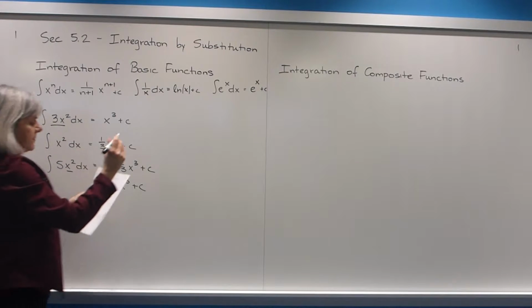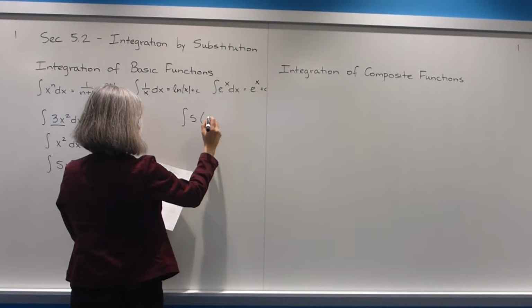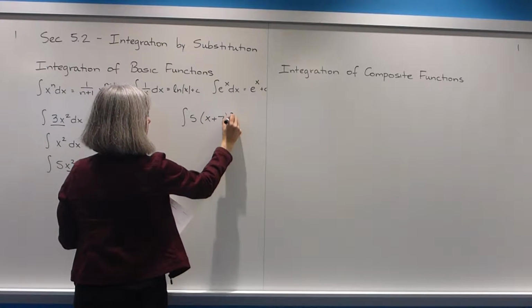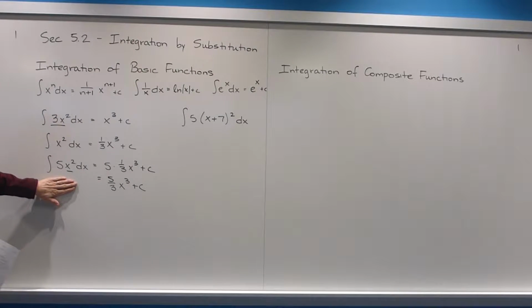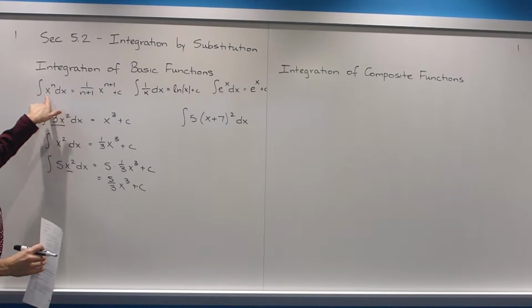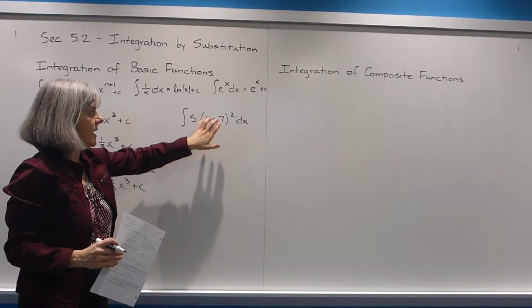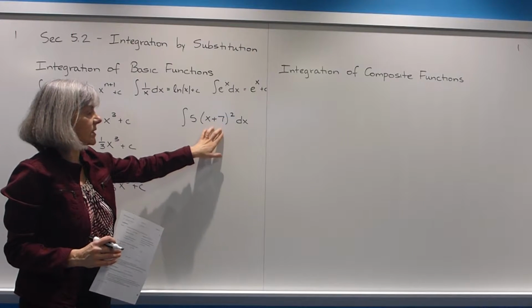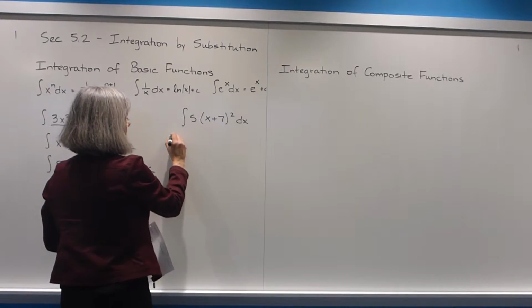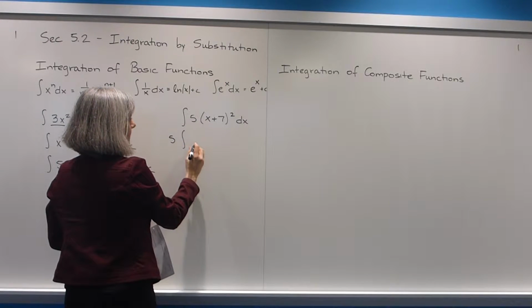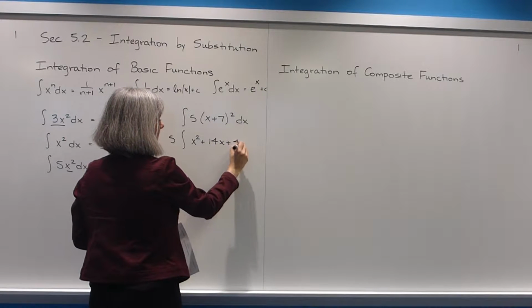Okay, so what about this one? The integral of 5 times x plus 7 squared dx. This was 5x squared. That's a basic, right? That's an x to the n. This one is not. It's not x squared, it's x plus 7 squared. Now, we could still do this one. We could just FOIL that out, no big deal. I'm going to pull the 5 out front. And then we'd have x squared plus 14x plus 49.